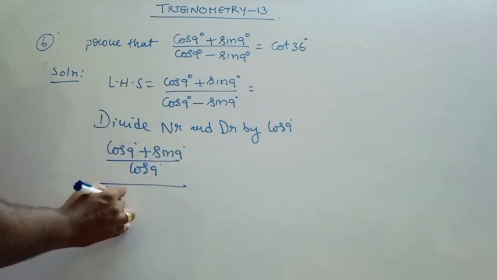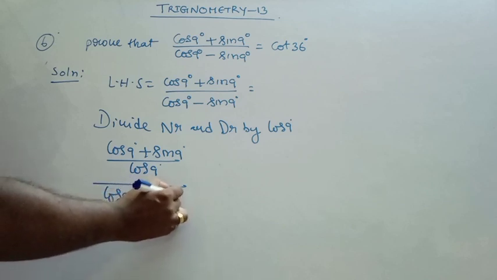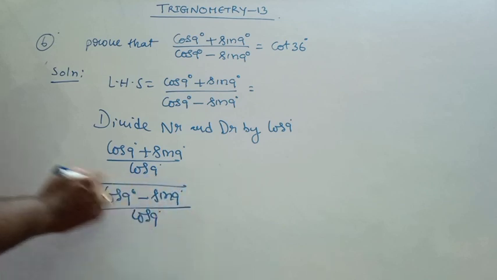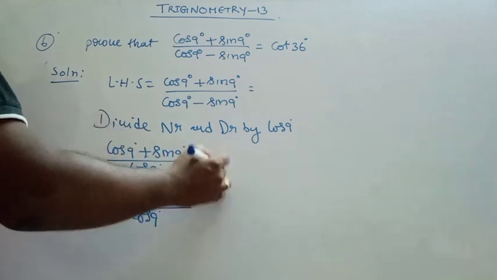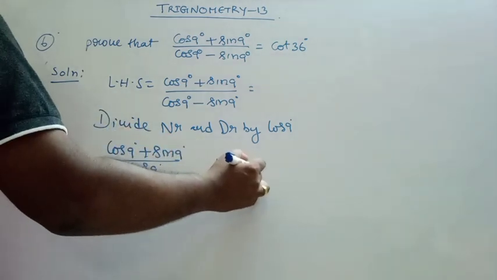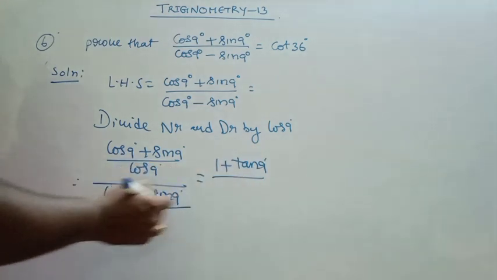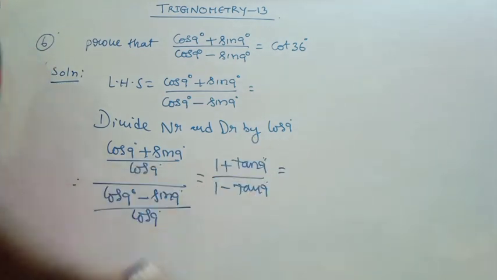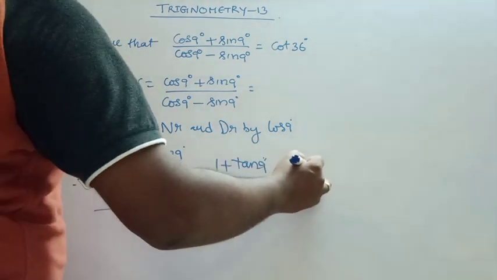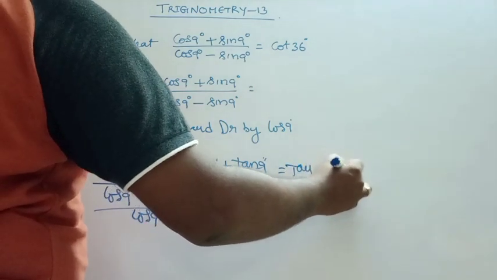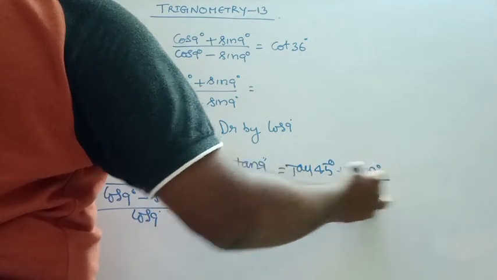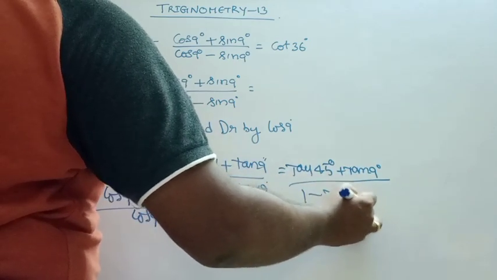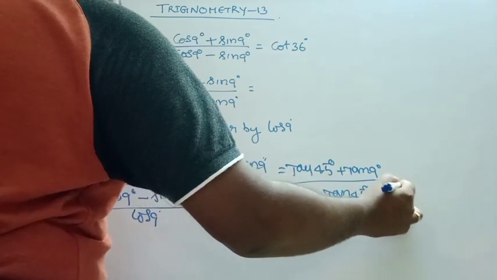Now this is (cos 9 degrees minus sin 9 degrees) by cos 9 degrees. Cos 9 by cos 9 is 1, and sin 9 by cos 9 is tan 9 degrees, so we have (1 minus tan 9 degrees) in the denominator. Now, 1 plus tan 9 degrees by 1 minus tan 9 degrees. This is nothing but tan 45 degrees plus tan 9 degrees divided by 1 minus tan 45 degrees into tan 9 degrees.